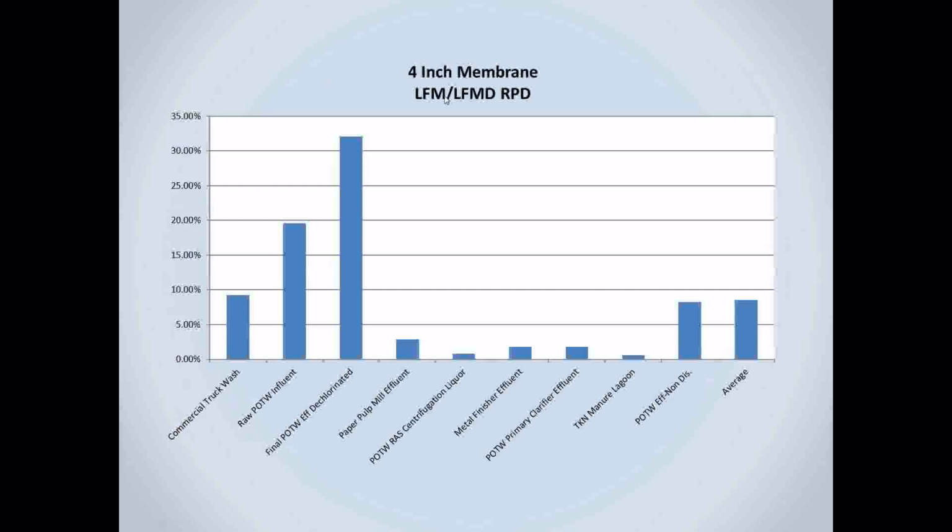4-inch LFM, LFM RPDs, very good RPDs down here with everything agrees with each other. And again, as we talked about the commercial truck wash, but it's still below 10%. The raw POTW influent, it's below 20%. There's that one, that dechlorinated that pops way up there. So that's one of those samples that you may want to consider.